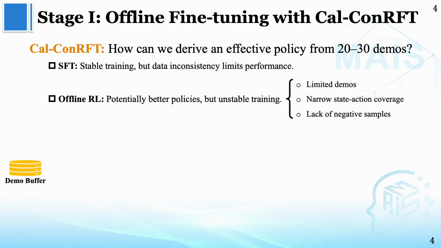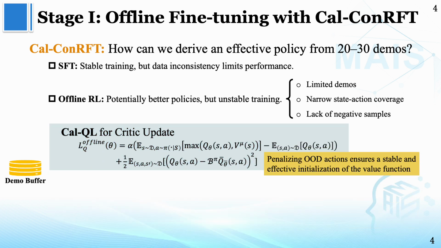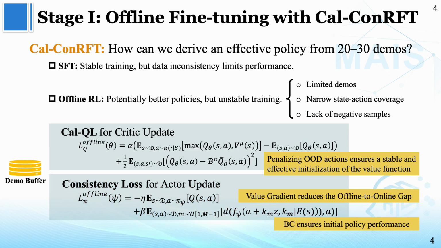To address these, we store expert data into the demo buffer and train a value function and policy. For the value function, we use Cal-QL, which reduces TD error and acts as a regularizer to penalize out-of-distribution data to keep value estimation conservative. For the policy, we use a consistency loss that combines two losses, a behavior cloning loss to mimic expert actions and a value-guided loss to improve performance. Since the value function may be inaccurate with limited data, the behavior cloning loss is important to keep the policy stable.